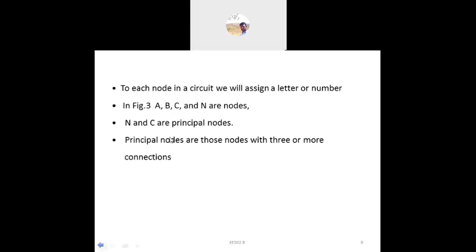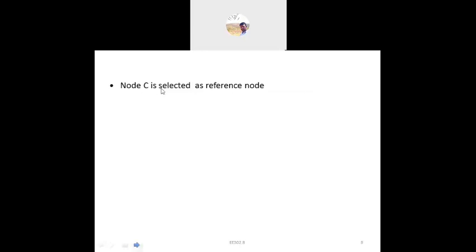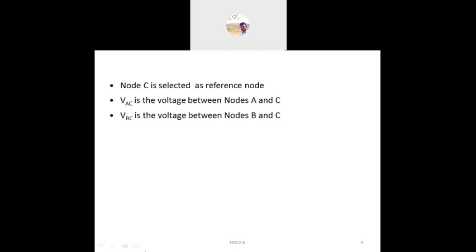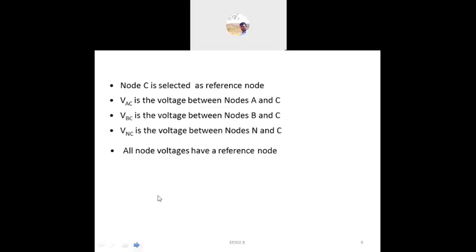Each node gets assigned a letter. In Figure 3, A, B, C and N are the nodes, and N and C are the principal nodes. Principal nodes are those with three or more connections. Node C is selected as the reference node. VA is the voltage source between A and C, and VB is the voltage between nodes B and C. VN is the voltage across N and C. All node voltages are with respect to the reference node. So substitute VA for VAC, VB for VBC, VN for VNC.